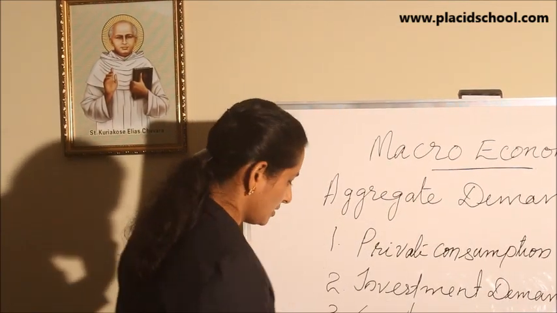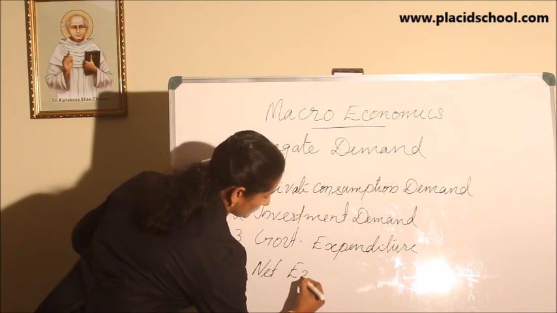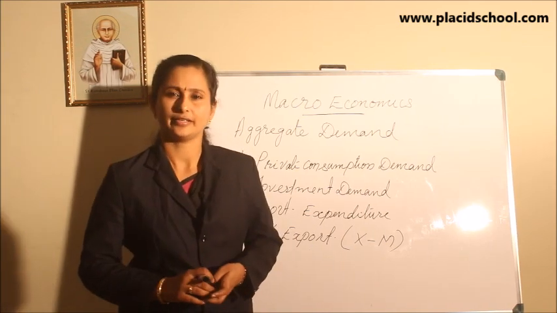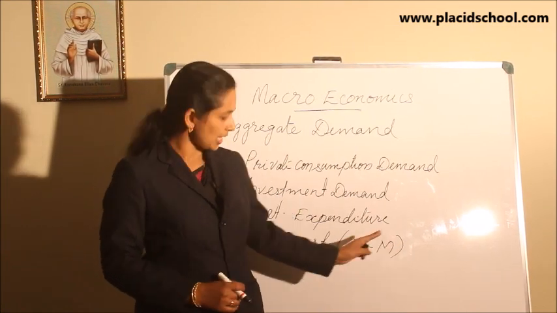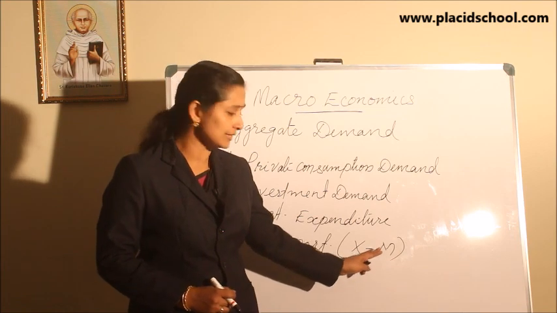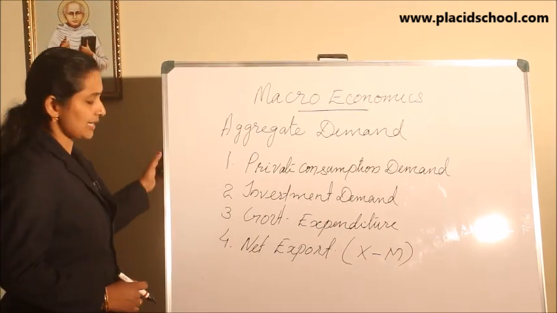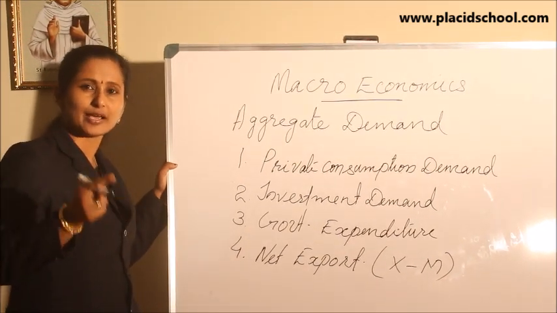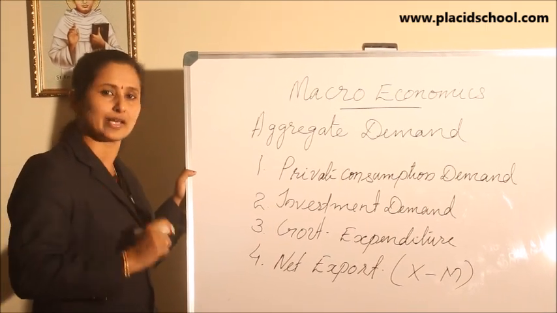And the last component of aggregate demand is the net export. The fourth component of aggregate demand is net export. Net export is the difference between export and import. Export is denoted by X and import by the letter M. So, net export is equal to X minus M. Export is the expenditure of foreigners on Indian goods, and import is the expenditure incurred by Indian people on foreign goods. The difference between these two is the net export.